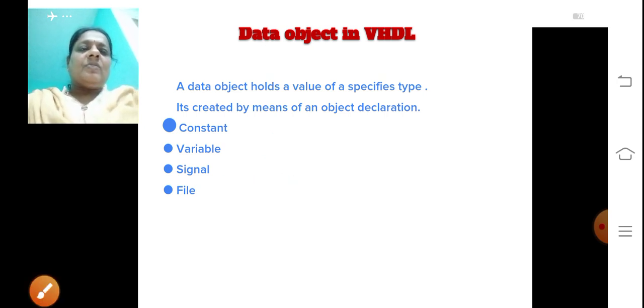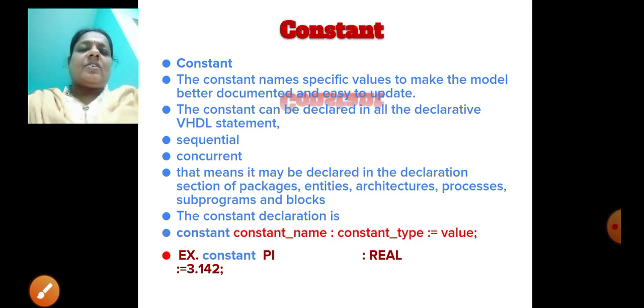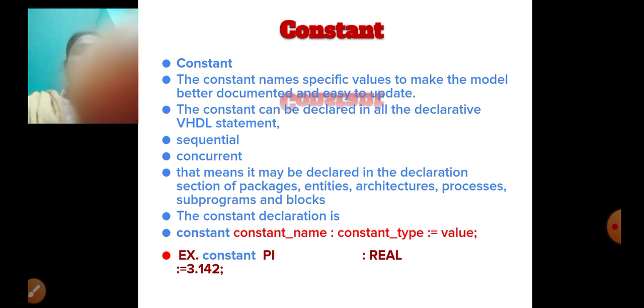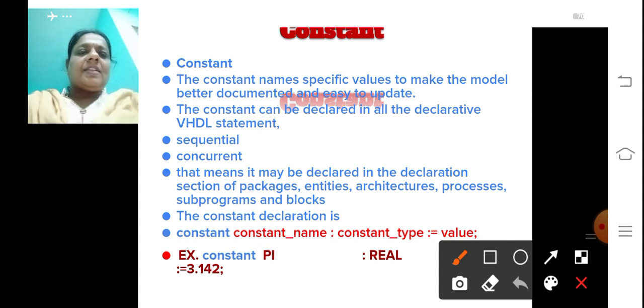All of you know what constants are. Constants are values that remain constant throughout the program. I have written the declaration syntax of the constant, and here are the examples.